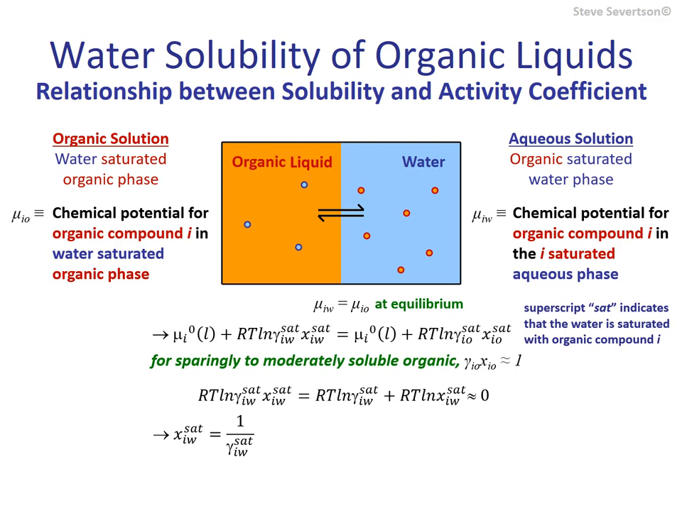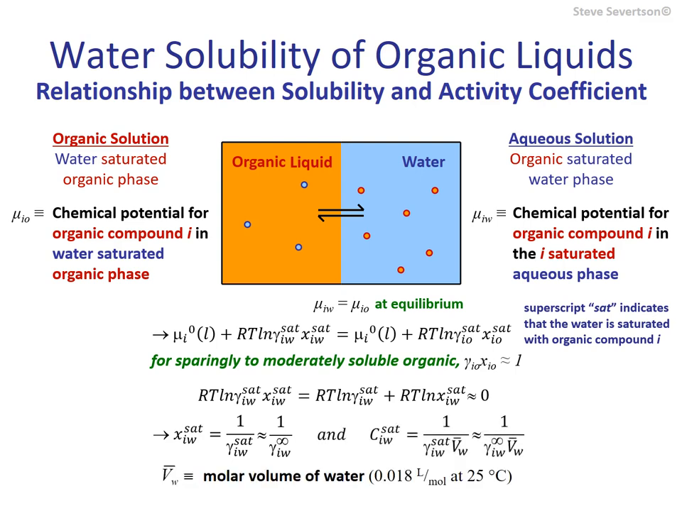Given the low solubility of the organic species being considered, two approximations are possible. First, as discussed previously, we can use the infinite dilution aqueous activity coefficient for the activity coefficient at saturation. Second, the molar volume of the aqueous solution can be approximated with the molar volume of pure water. With these, we have an expression for predicting the water solubility of an organic liquid.